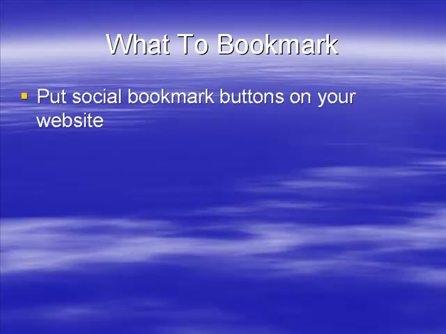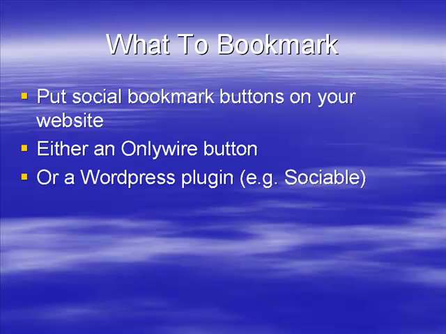Now, which ones you use will depend on which sites you want to target. If you say you want to specifically target StumbleUpon or Digg, then you use those buttons. If you're not too fussy, you may have an OnlyWire button. OnlyWire we'll talk about in a minute. It's a service that allows you to social bookmark to many sites all at once. You may use a WordPress plugin like Sociable. If you do that, then include popular social bookmarks.